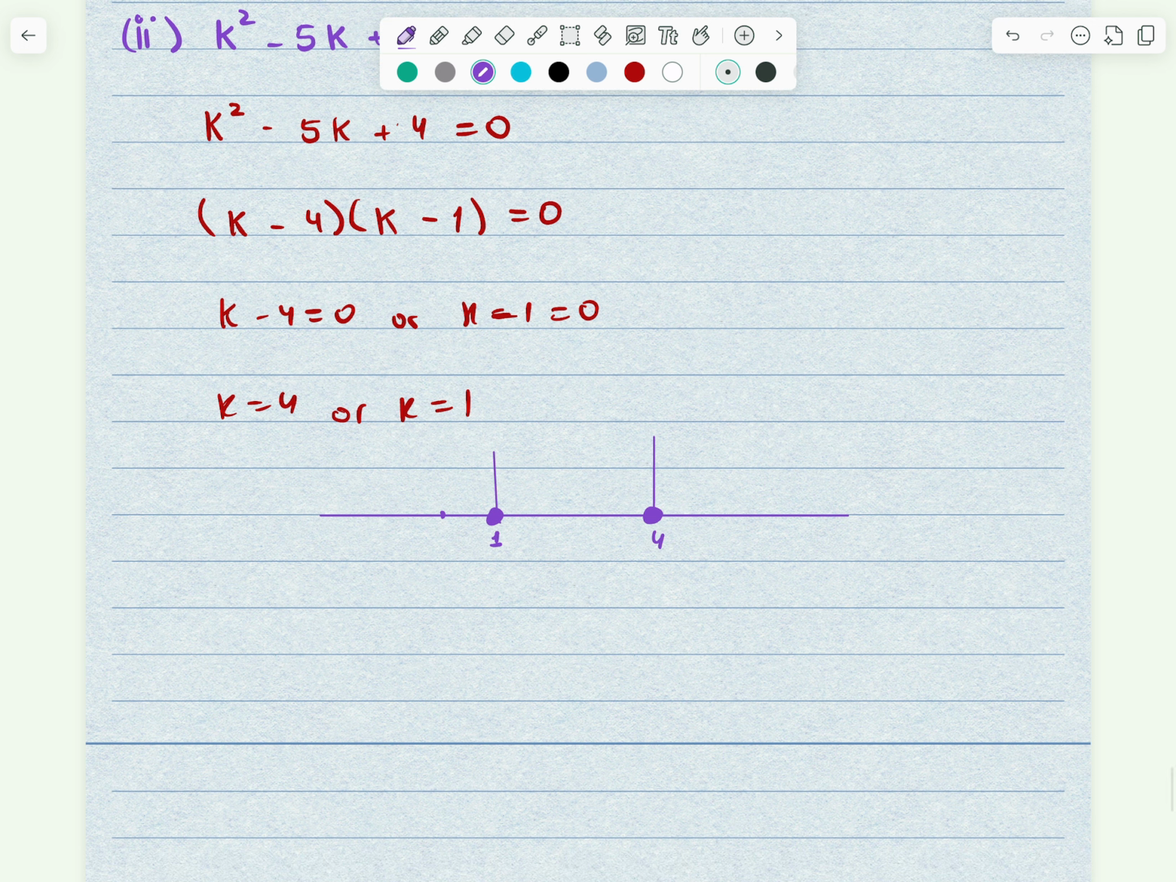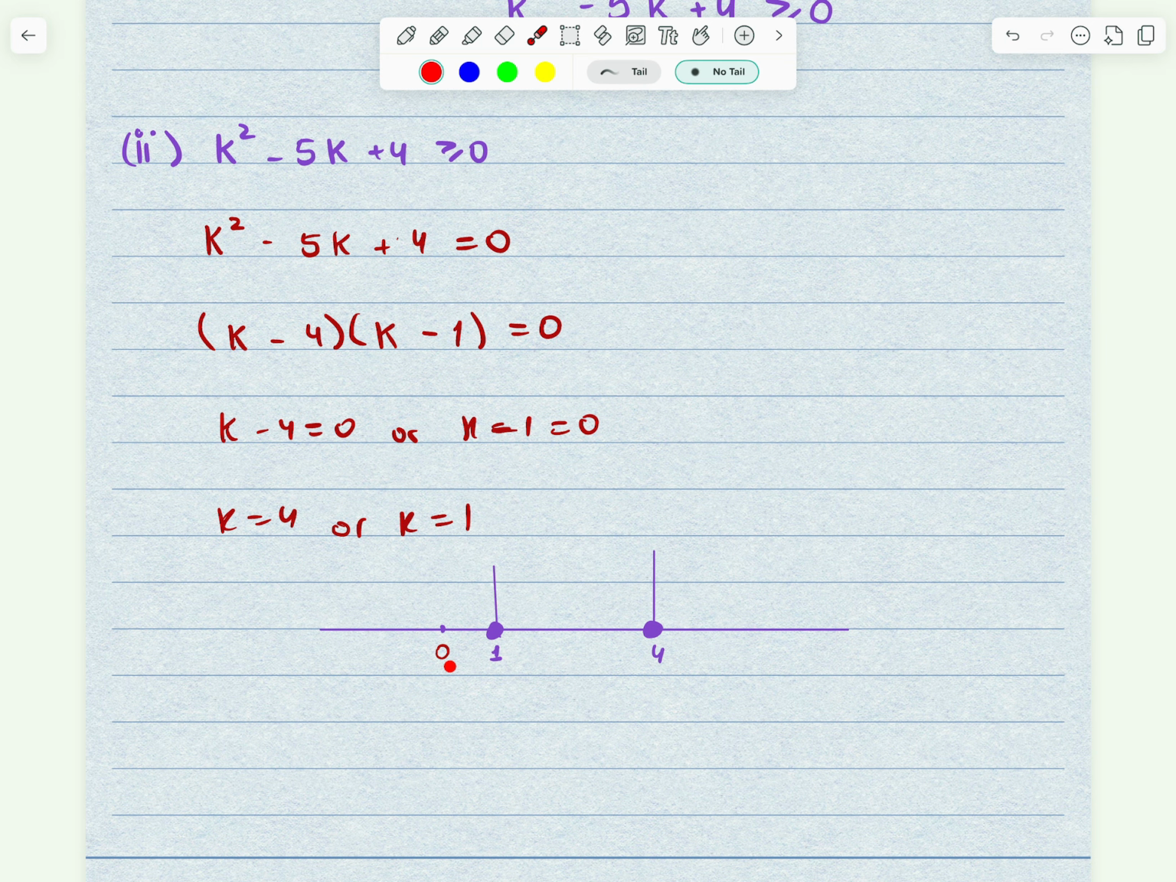So what do I do next? I choose a number, either in between 1 and 4, or less than 1, or greater than 4. I'm going to take a number less than 1. I know there is a 0 over here somewhere. Why do I choose this? Because it's easy to substitute and see whether the expression is positive here or not. So I choose 0 and write it instead of k in the expression k squared minus 5k plus 4. If I put in 0, those terms will be 0, and there will be a 4 left, which is positive. I'm going to put a plus sign over there.